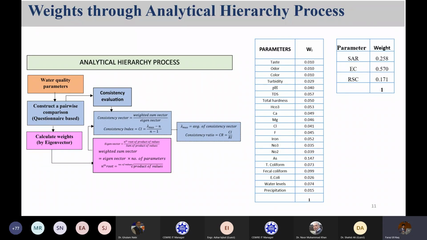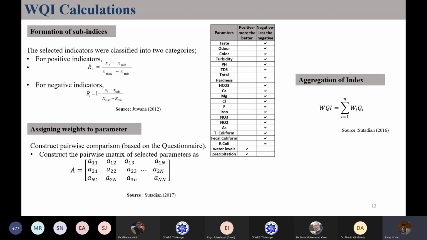These are the weights I calculated for drinking as well as for calculating the irrigation water quality index. These are the calculations for formulating the water quality index. We classify all parameters into two classes, positive and negative. Positive ones are those where higher is better, and negative ones are where lower is better, or higher is worse. We assign the weight and construct the pairwise comparison. These are the positive and negative classes of parameters.